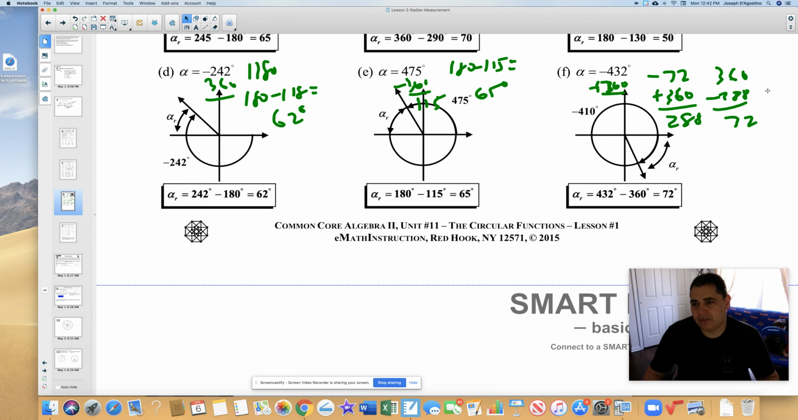To find my reference angle in the fourth quadrant, I subtract. Sorry, if I'm in the fourth quadrant and I have an angle of 288, I subtract my angle from 360. So 360 minus the angle, which gave me 72.